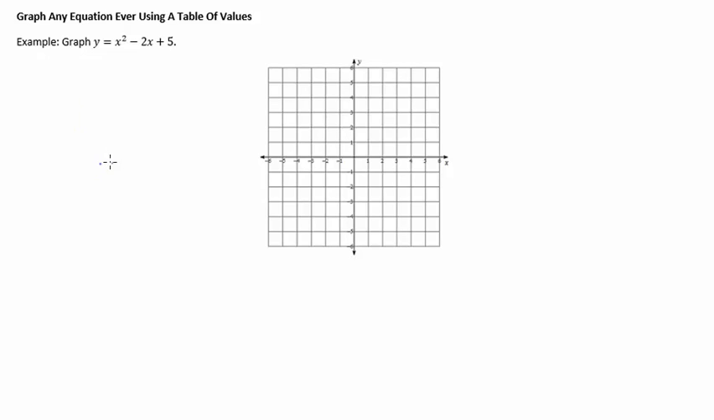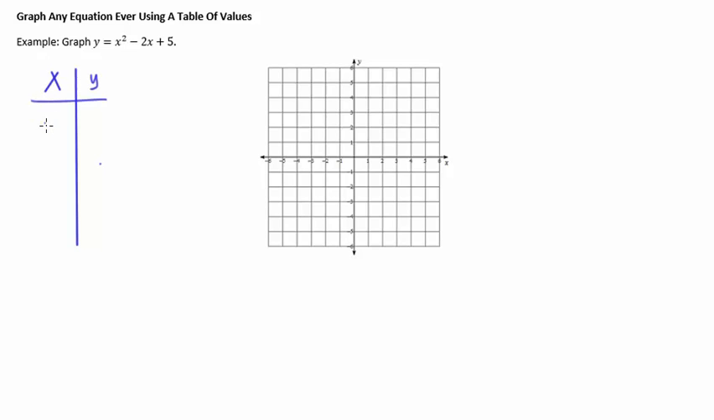Something to remember is that you have the ability to graph any equation you could ever want to just by using a table of values. And the idea behind this is that we may not have covered in our class how to graph a parabola like this. I know it's a parabola because of the x squared, but if I can make a table of values with x and y, then I can graph it by just making a list of points basically.